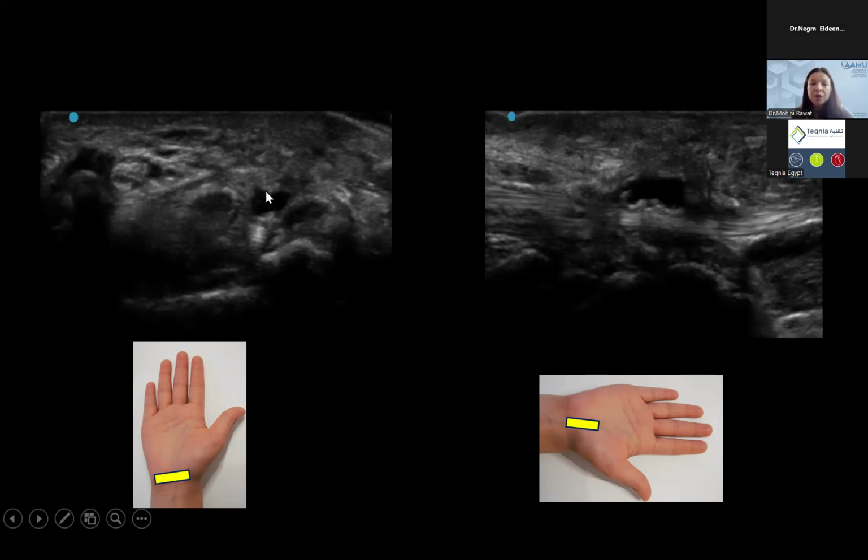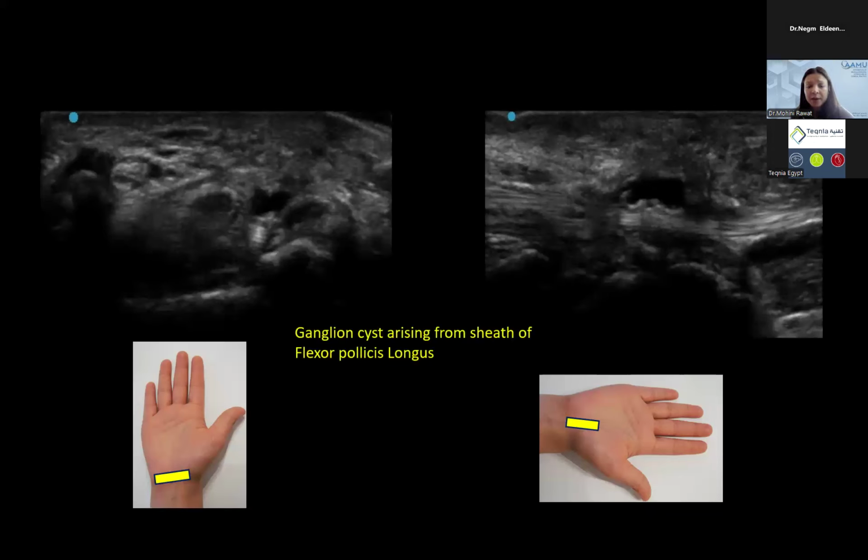So this is the short axis. In this view here, we have long axis. You can see this tendon is attached to one of the tendons. And on the radial side, we have flexor pollicis longus tendon. And this cyst is sitting on top of the tendon. And you can see it's increasing the volume of the carpal tunnel. So it's a ganglion cyst arising from the sheath of flexor pollicis longus.